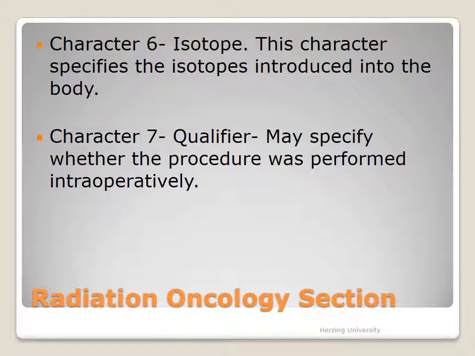Character 6 identifies the isotope. An isotope is one of two or more atoms that contain the same atomic number but have different mass numbers in the nucleus. The same radioactive isotopes discussed in the nuclear medicine section are found in the radiation oncology section, and they are identified in the sixth character position. Character 7 is your qualifier position. There is no specified qualifier for the radiation oncology section, so the value is always none, which is indicated by the letter Z.